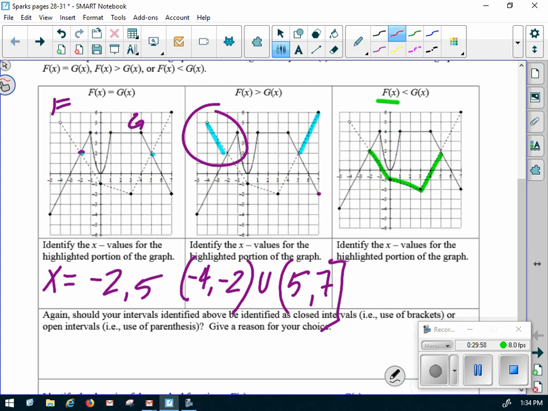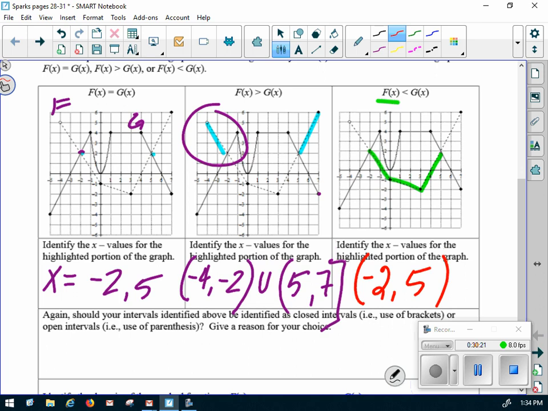Right here. Where does this start? Where does this green part start? Negative 2 included or no? To where? Included or no? No. Do brackets or parentheses matter? You dang right they matter.